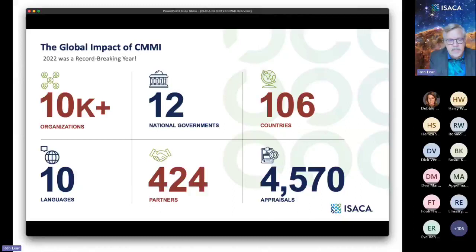We're in 106 countries, 10 languages. Like I said, this number 424 is now closer to 460. And in 2022, we cleared over 4,500 appraisals globally. So think about it as 4,570 different organizations who have used CMMI to appraise and benchmark what their current capability is against the CMMI. And those numbers have increased every year since we launched 2.0. 2022 was a record year in terms of number of appraisals as just one adoption metric.